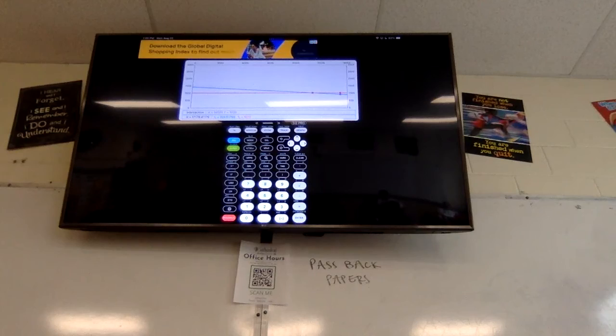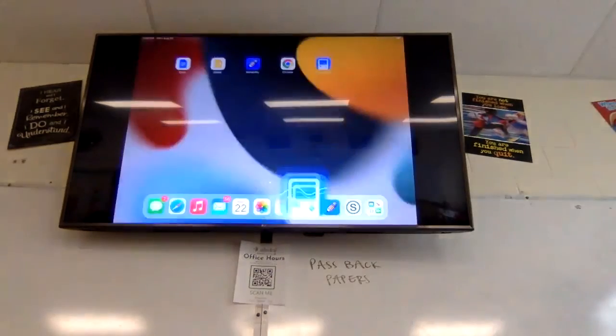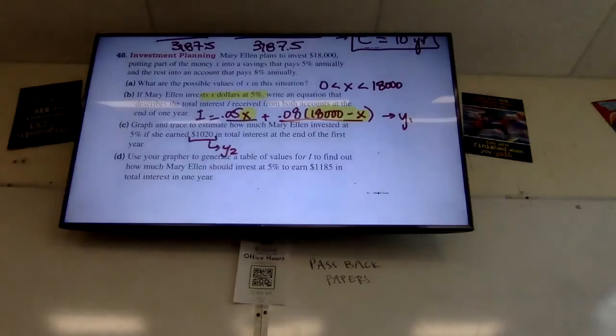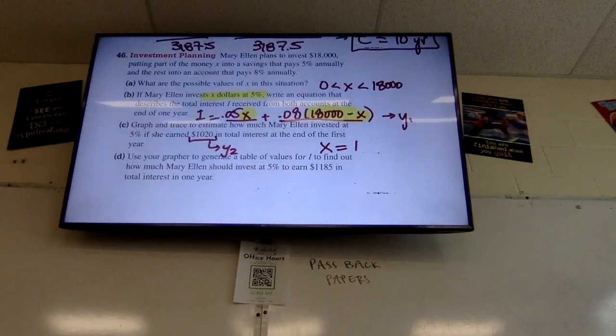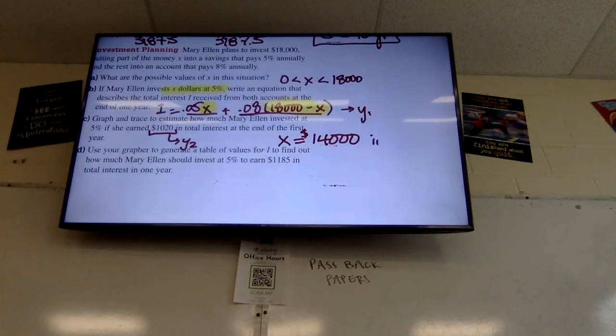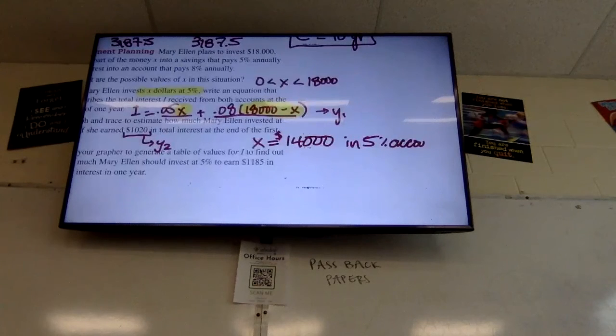The important information I pull from here is my x. The x value here is going to be 14,000. And that's the amount of money in my 5% account. If I'm investing 14,000 in the 5% account, how much am I investing in my 8% account? 4,000.